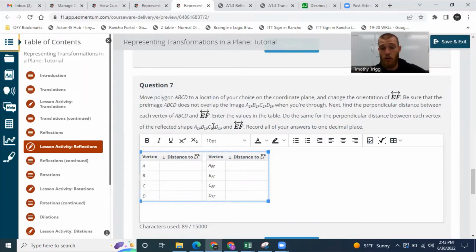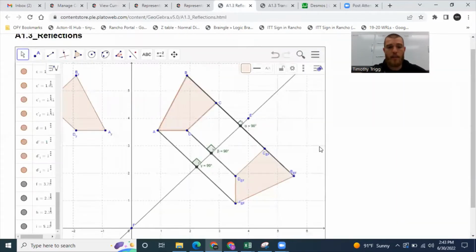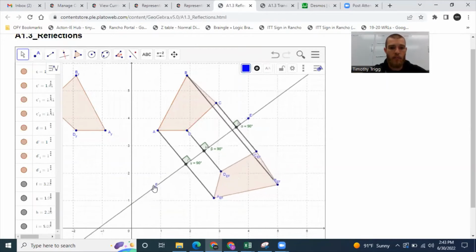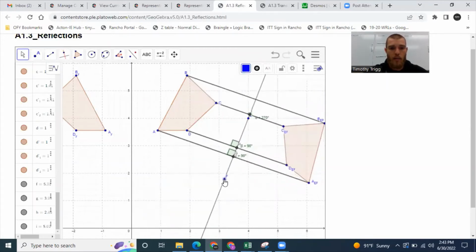Okay, this is a lot of words. Record all your answers to 1 decimal place. All right, this is a lot of words, but it'll make sense in just a second. So basically what they're asking in the most complicated way possible is, let's go ahead and move our shape a little bit. We're actually going to move our line of reflection a little bit. So that way, maybe like this.